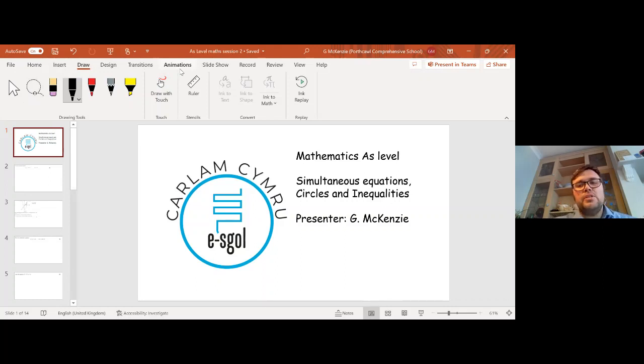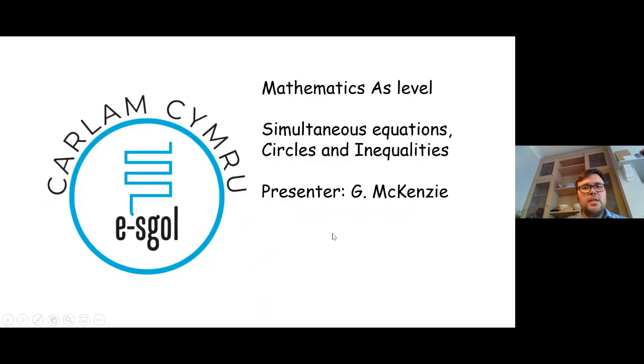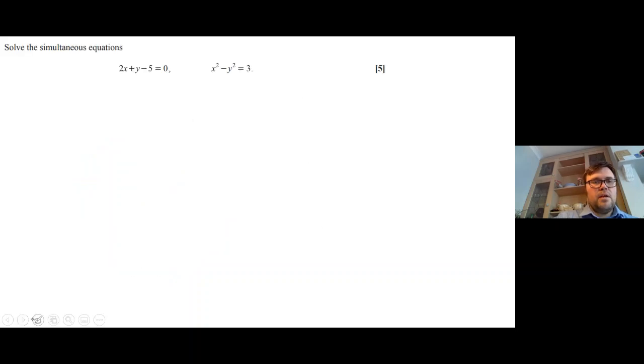We're going to be covering simultaneous equations, circles, and inequalities using the discriminant. Let me start that up. So we have the first simultaneous equation. Let me just unpin. There you go, sorry. All right, so we have simultaneous equations, and as I said, circles and the discriminant.